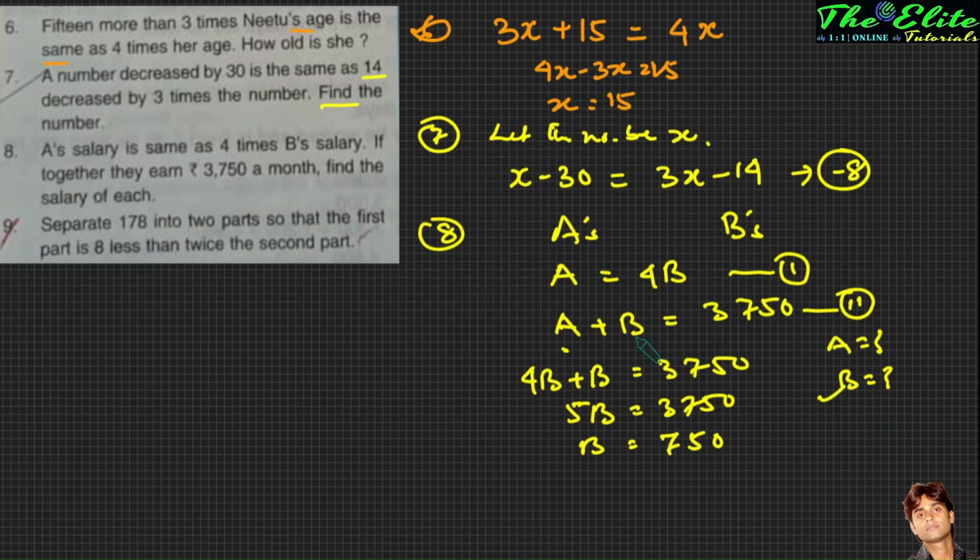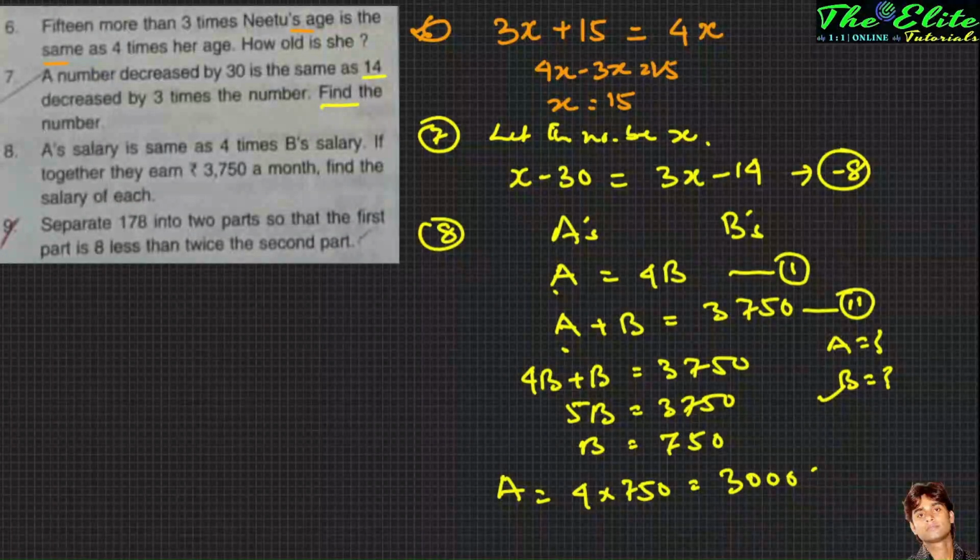Now what is A? Very easy. From equation number 1, A will be 4 times 750. That is equal to how much? 3,000? Yes, I think 3,000. So 3,000 rupees and 750 rupees per month is the answer. So question number 8 is done.